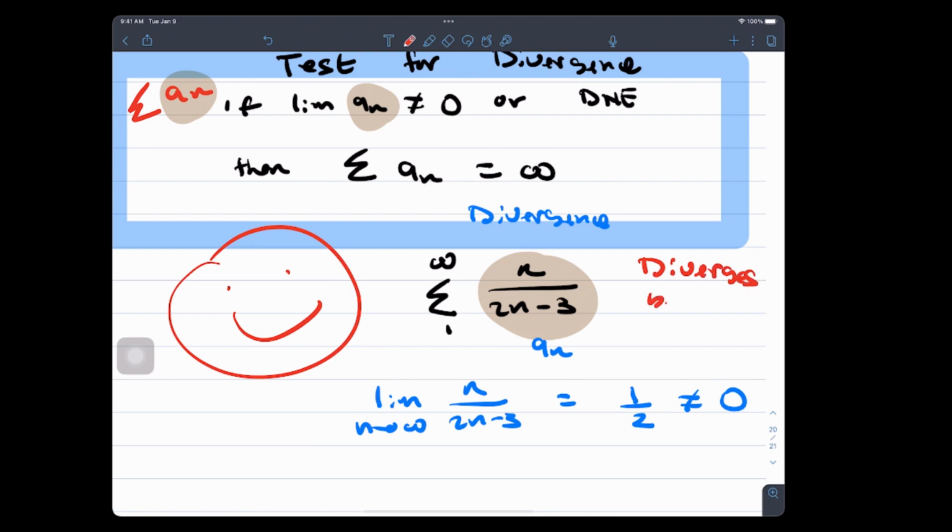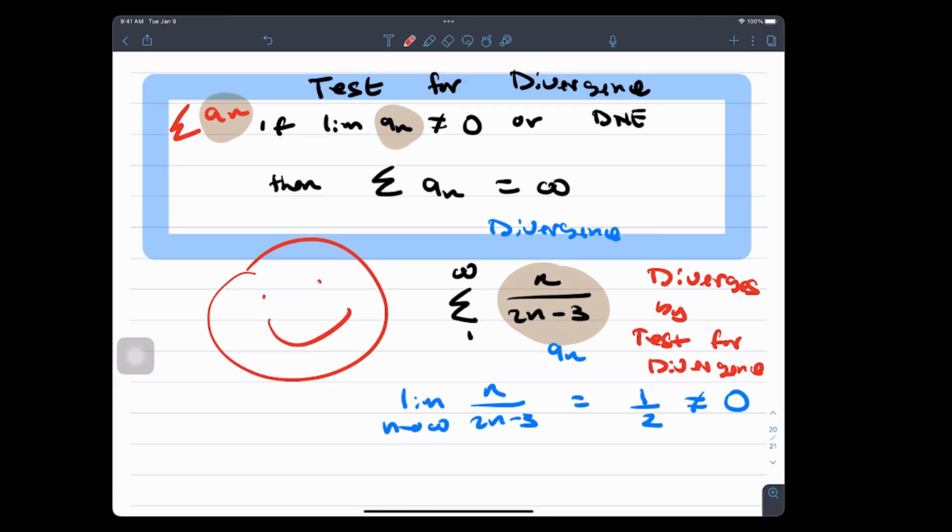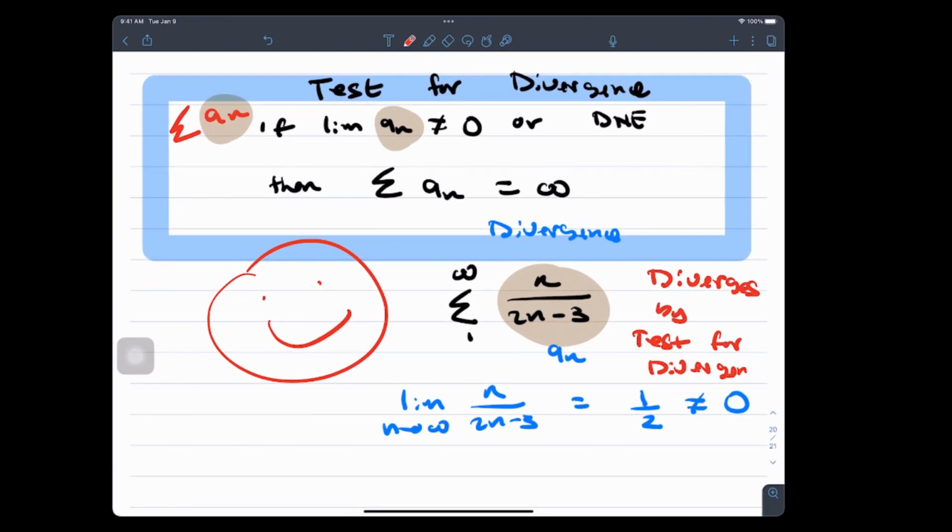Diverges by the what? Test for divergence. It's an extremely powerful test. That is gold. Gold. And we're still not done with the what?